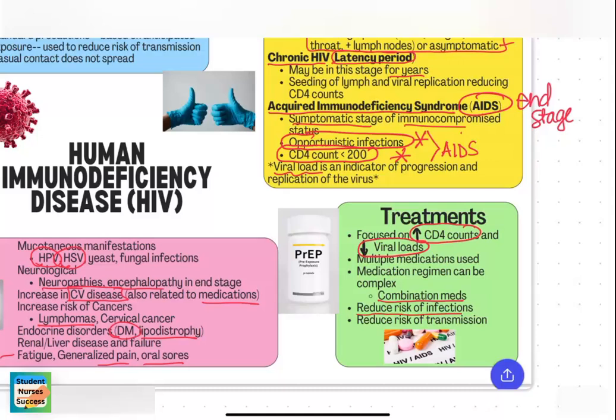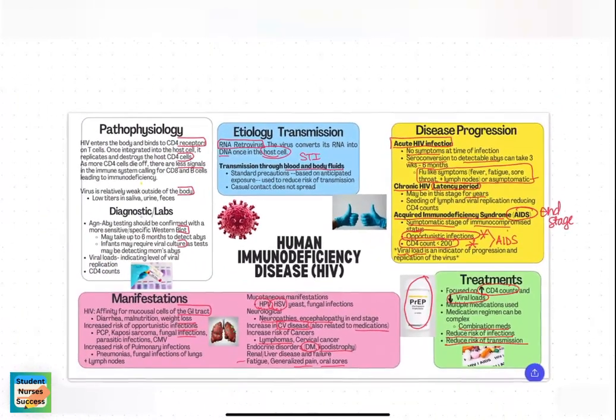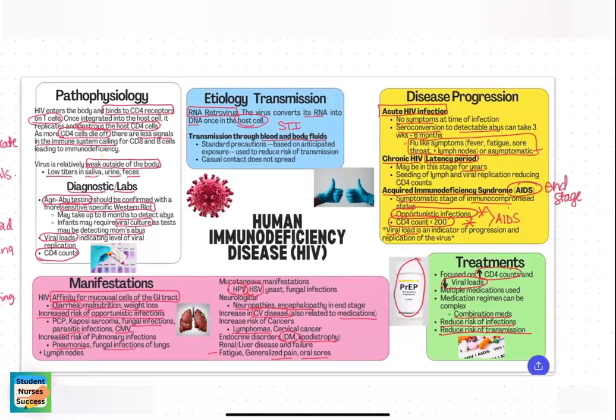We want to reduce risk of infections and reduce risk of transmission. And there is something called PrEP, which is pre-exposure prophylaxis, which can reduce transmission to partners and other individuals. And there you go. We've completed our map on HIV.